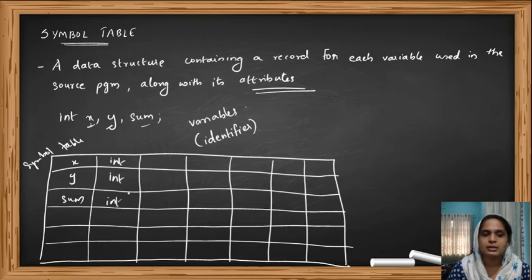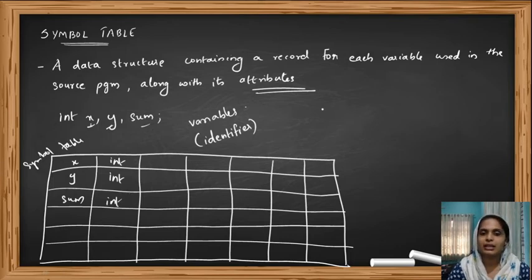Similarly, it can be the memory location, the scope of these variables inside our program, the line number at which we have declared the variable first, and the line numbers at which we are using these variables in the program. All these can be the attributes related to a variable.